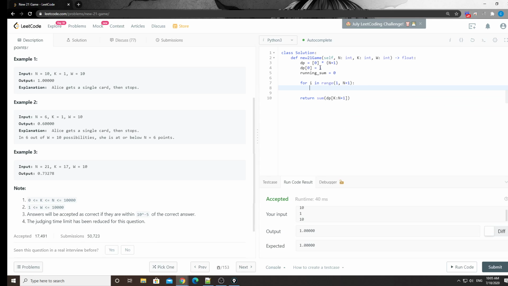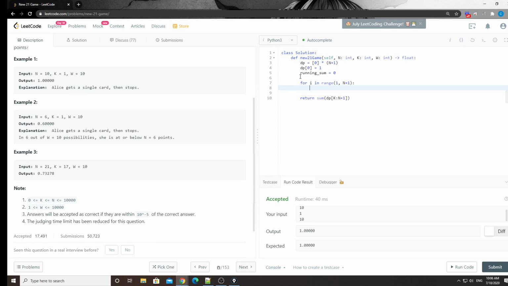So if at the beginning it's 0, the first sum will be basically here we need to start from 0 instead of 1 because we also need to include this 0 to our running sum. All right. Do I need to do that? Let me see. Let me think. Oh no, we don't. Sorry.